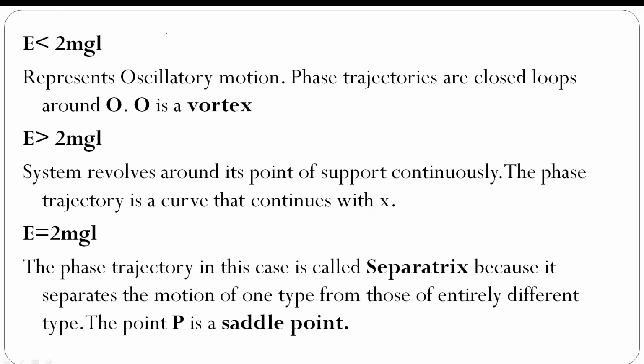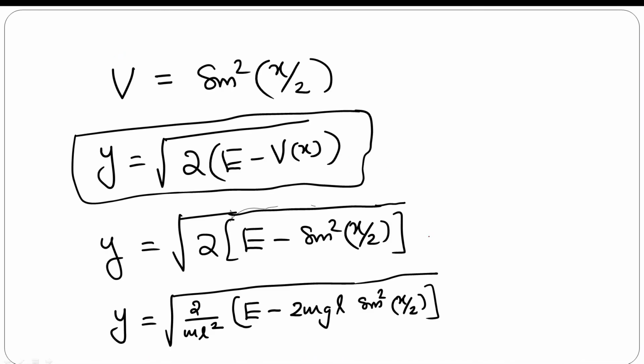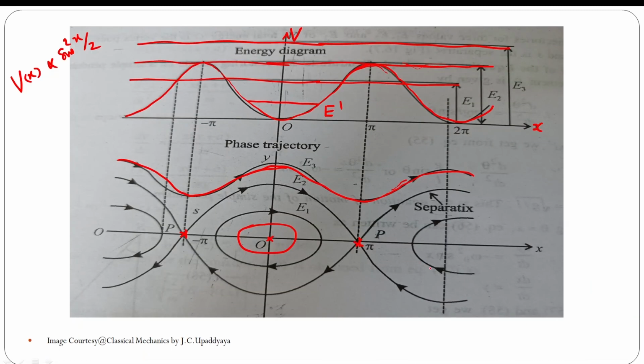At the same time, you can take this as E less than 1 also. In place of 2 mgl, if you are using the dimensionless equation, you can take E less than 1, E greater than 1, and E equal to 1. We have two relations here. If you use the dimensionless one, you can simply use E greater than 1, less than 1, and so on. If you are using the second equation, let us use E greater than 2 mgl, less than 2 mgl, and equal to. In these two ways we can use either 2 mgl or the dimensionless one.